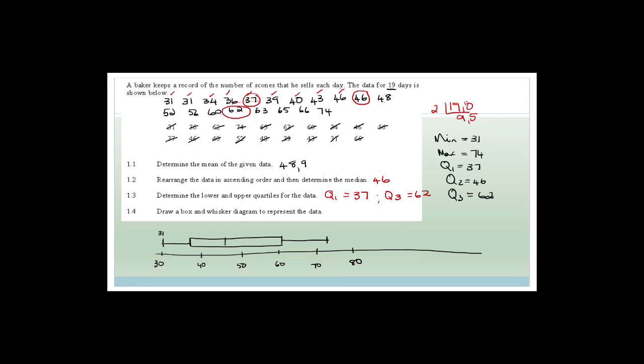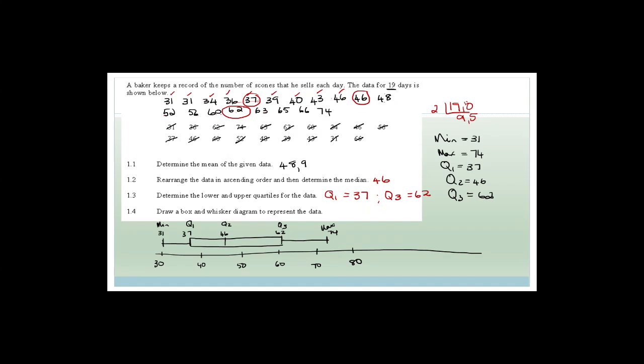So this is 31, which is gonna be the minimum. Okay, this is going to be Q1, which is 37. This is Q2, which is 46. This is Q3, which is 62. And this is the maximum of 74.